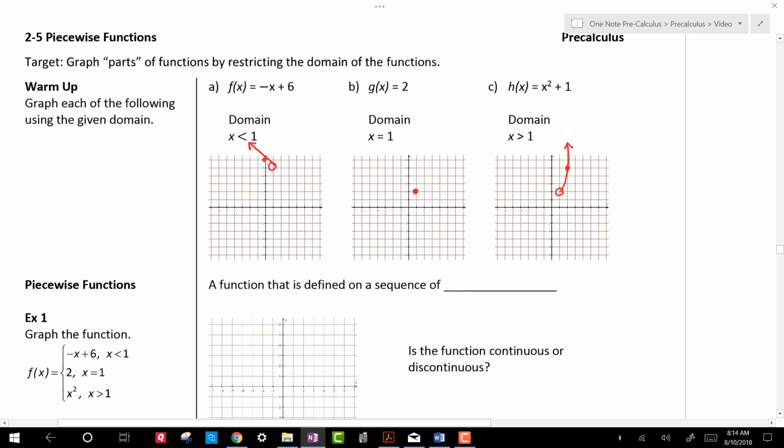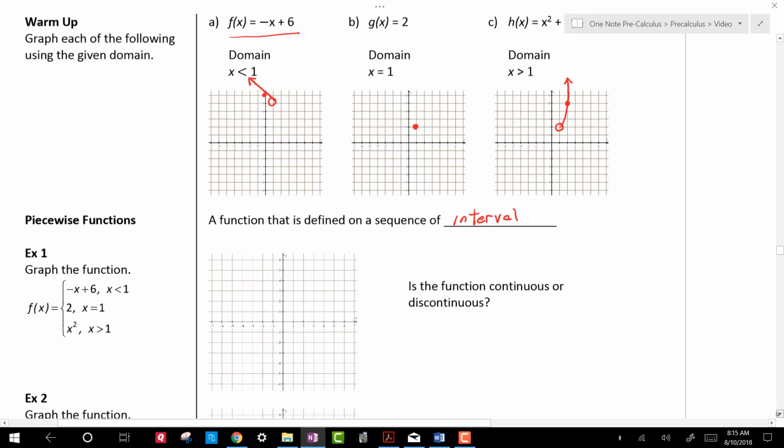So when we talk about piecewise functions, a piecewise function is a function that's defined on a sequence of intervals. Okay? On a sequence of intervals. For instance, this first graph of f of x equals negative x plus 6, that was defined on the interval from negative infinity to 1. My second graph was defined on the interval from 1 to 1. Seems kind of weird, doesn't it? And then my last graph was defined on the interval from 1 to infinity. So that's what we mean when we talk about a piecewise function.